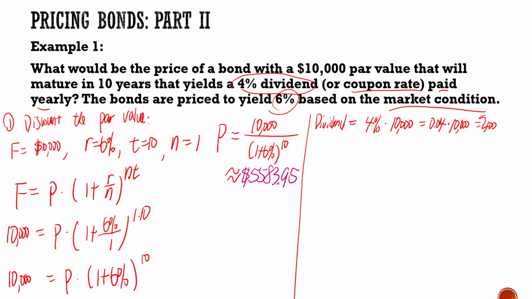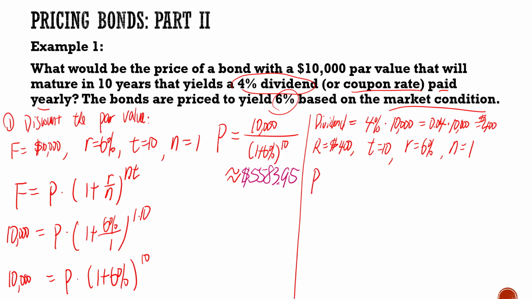Okay. So this is what we call a regular payment, $400. And you're receiving that amount for 10 years. And then the market rate is 6%. We discount it using the market rate. And then the number of compounding periods is 1. So now we try to find out the present value of all those dividends, right?